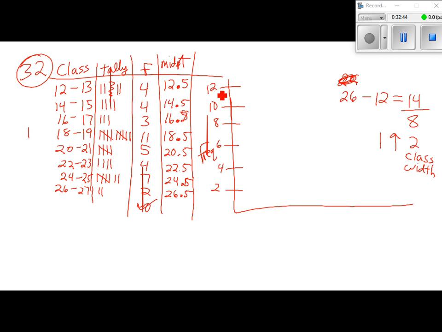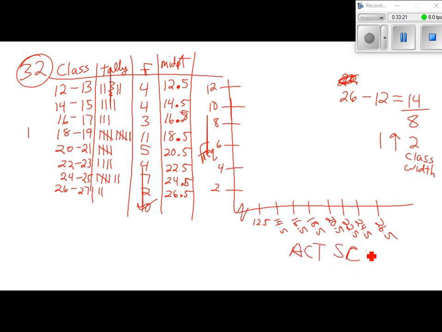And then on our bottom down here, we put our little break in there because we're not going to start at 0. We're going to start at 12.5. We should have 8 of them. 1, 2, 3, 4, 5, 6, 7, 8. 12.5, 14.5, 16.5, 18.5, 20.5, 22.5, 24.5, 26.5, and these are ACT scores, right? Scores. That's how you label your graphs.